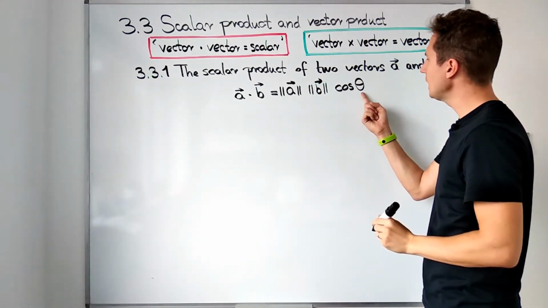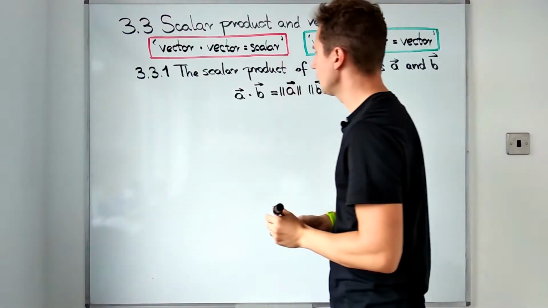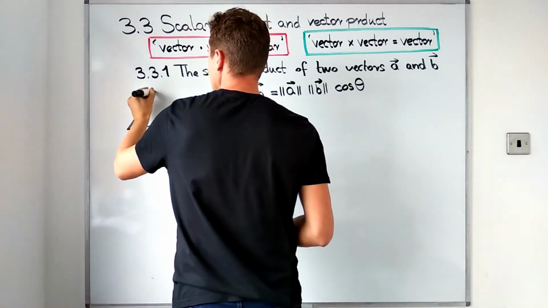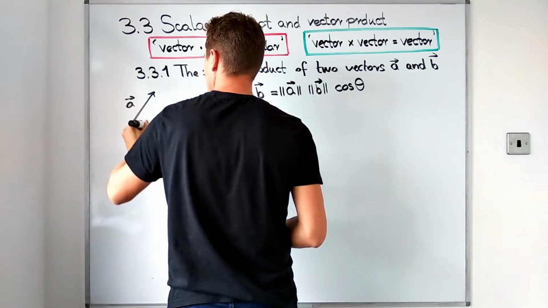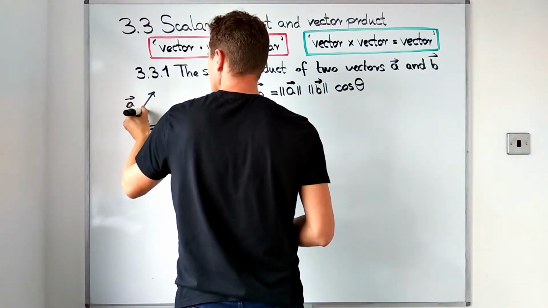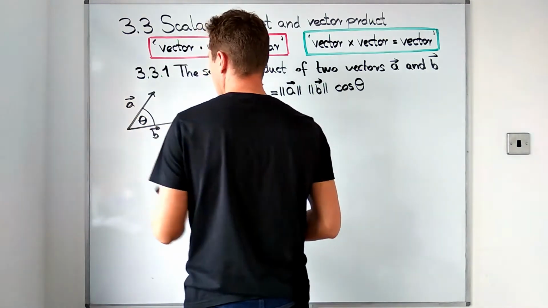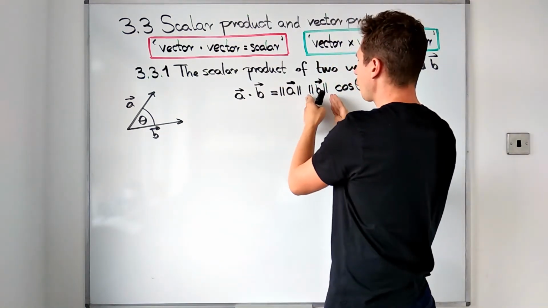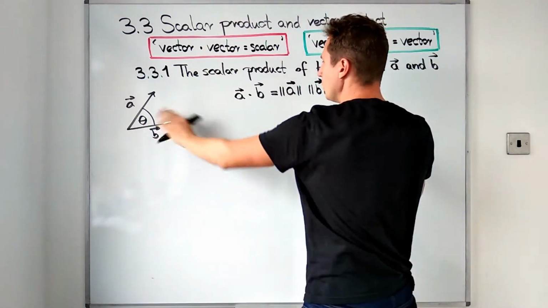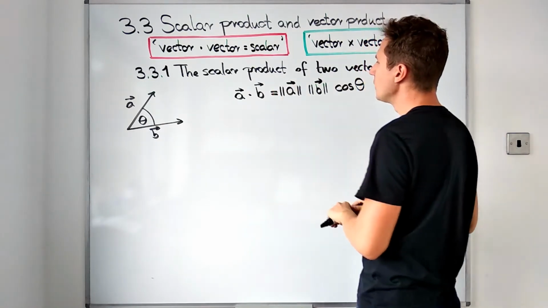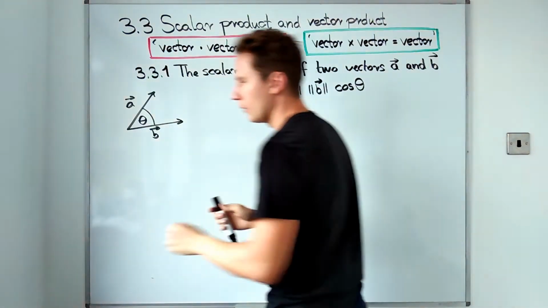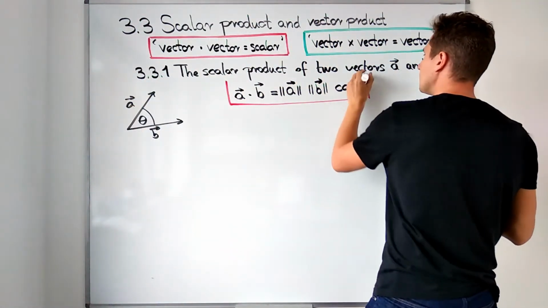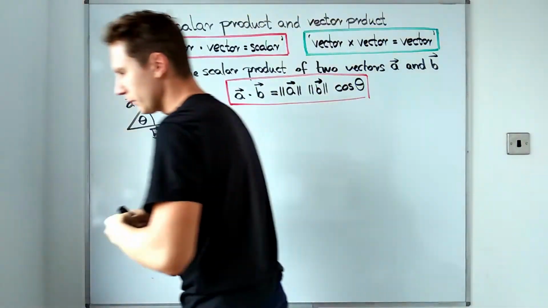Theta, this Greek letter, now stands for the angle between our vectors. So let me just give you a little sketch. Let's say that these are vectors a and b. Then the angle between these vectors is this angle. Okay, so again, what we'll do is we'll take the length of a, the length of b, and the cosine of the angle between them, and we multiply these numbers to get the scalar product of our vectors. Okay, so this is very important. This is how the scalar product is defined for two vectors.